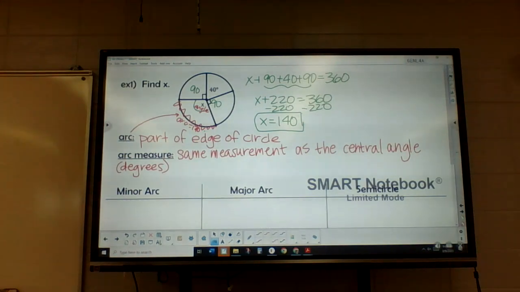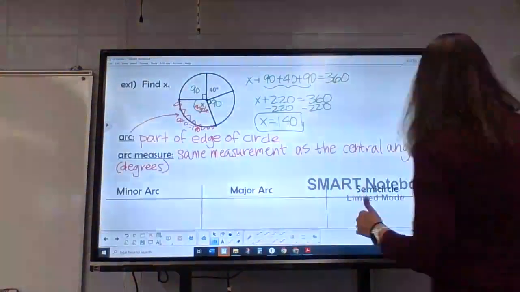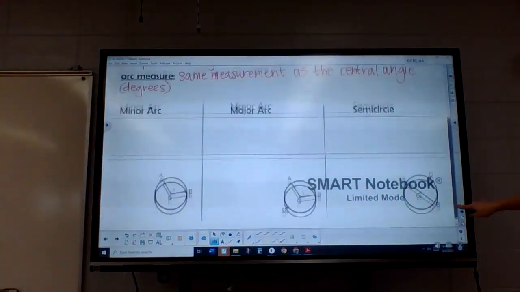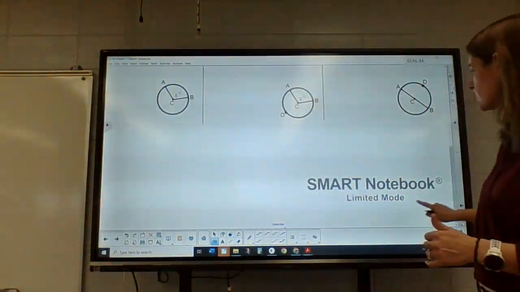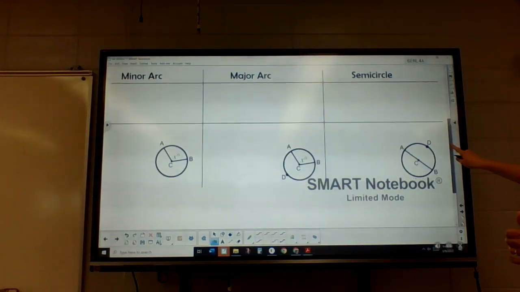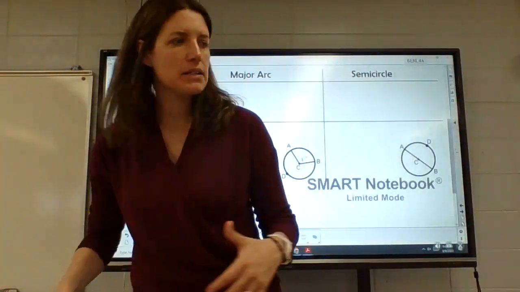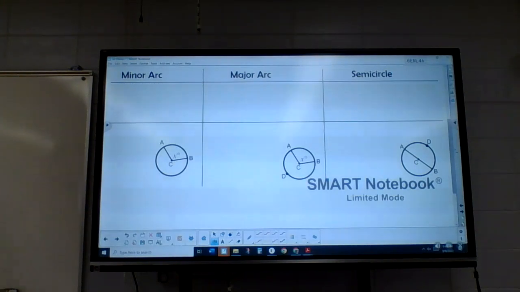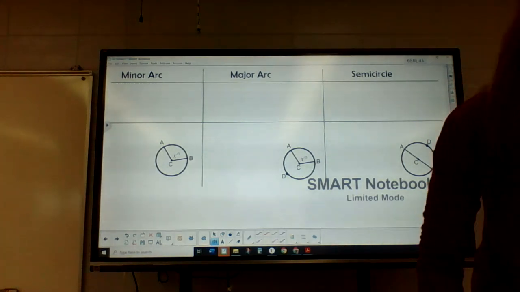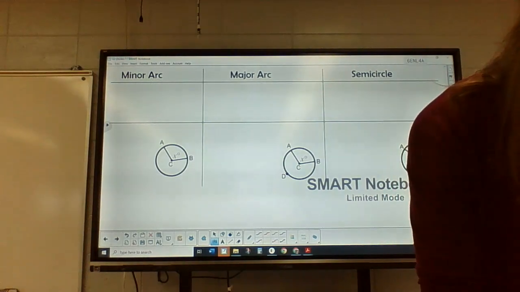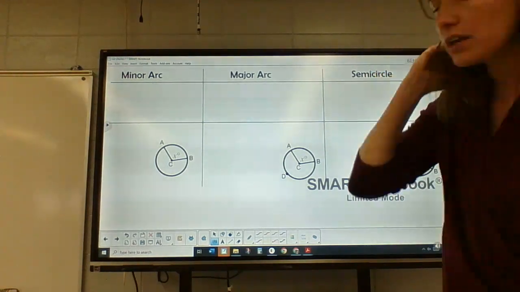So I'm going to show you guys, we're going to talk about minor arcs versus major arcs, and kind of how they show these in our textbook. I might actually grab my textbook here quick. Trying to make sure I use the same symbols as they use. So I'll try to.